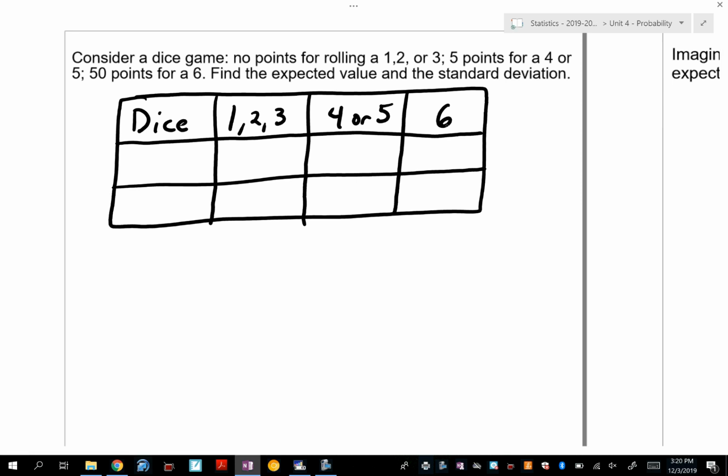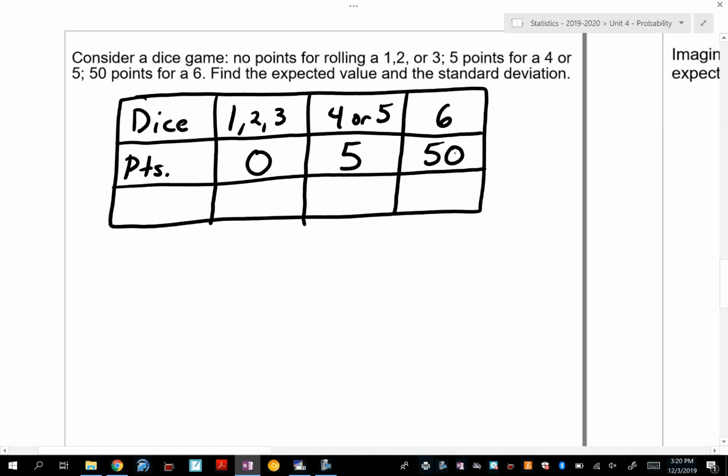So the next thing I'm going to do is the points. How many points do you get if you roll the dice and you get a 1, 2, or 3? 0. You get 0 points. What about if you roll a 4 or a 5? You get 5 points. And if you roll a 6, you get 50 points.